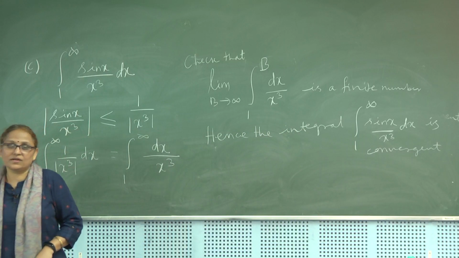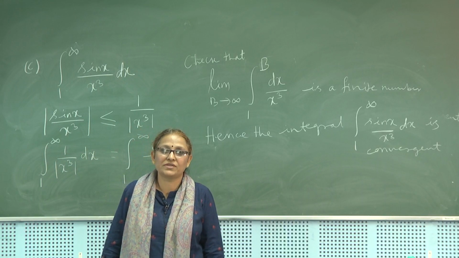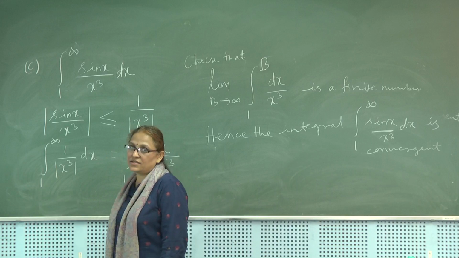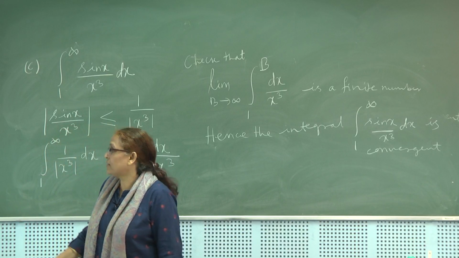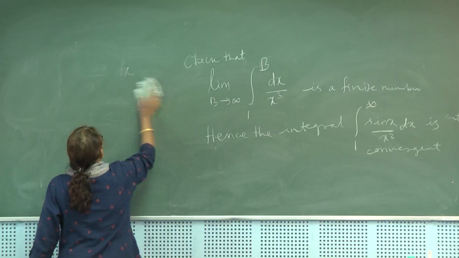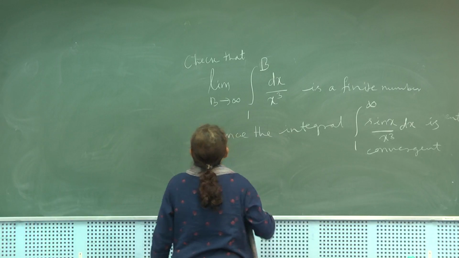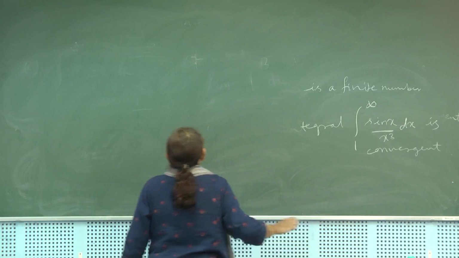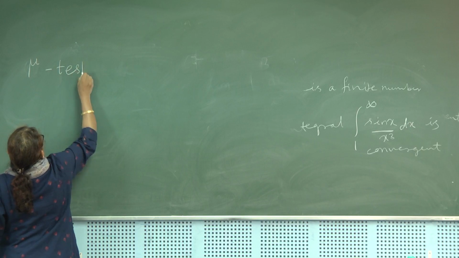So, I have told you that today we shall discuss several kinds of tests for convergence. This comparison test is one of them. Besides this comparison test, we have several other kinds of tests of convergence. Among them, the other important one is the mu test. Next we shall consider the mu test for the convergence.